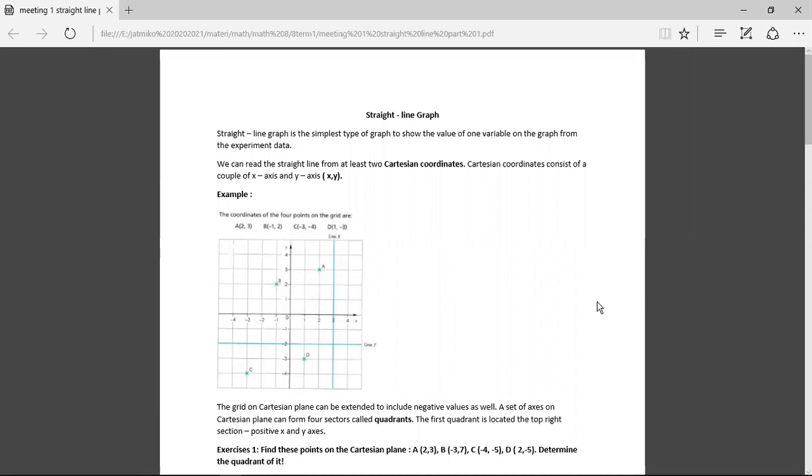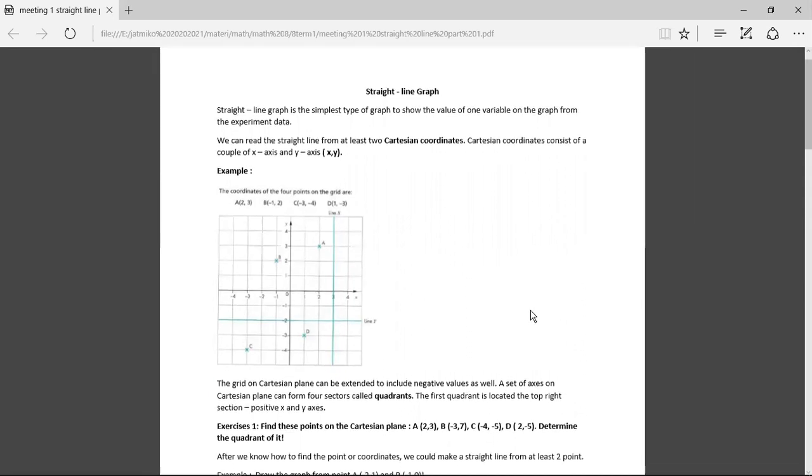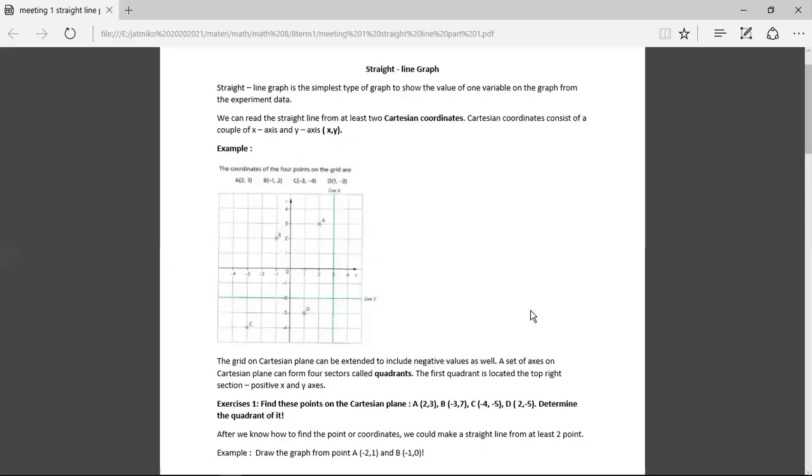So the first one is I want to tell you about the coordinate on the Cartesian. The Cartesian has two axes. The horizontal one we call the x-axis, and then we have the vertical one, we call the y-axis. And then for that one, we have a point that is mentioned as a couple of numbers.